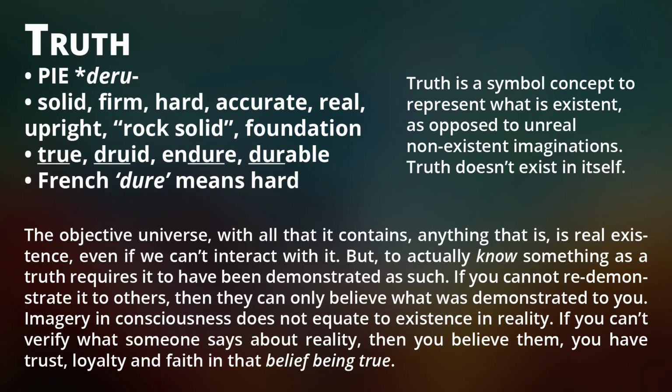So truth comes from the Proto-Indo-European root deru. This means solid, firm, hard, accurate, real, upright. You can think of the term rock solid, and it implies a foundation. So this is what all the truth is about. Truth is solid, firm, hard, accurate, real, upright, rock solid. It's a foundation. So where does this come from? Truth and all these words.